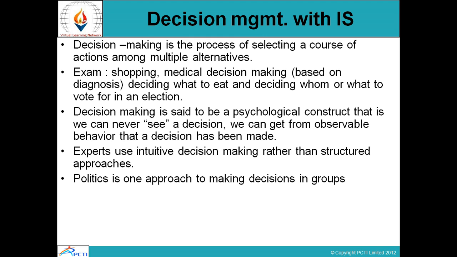Next is decision management with information systems. Decision making is the process of selecting a course of action among multiple alternatives.